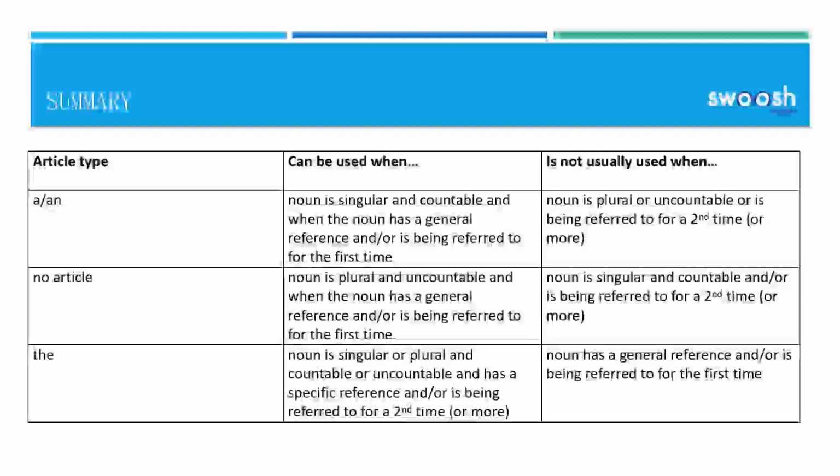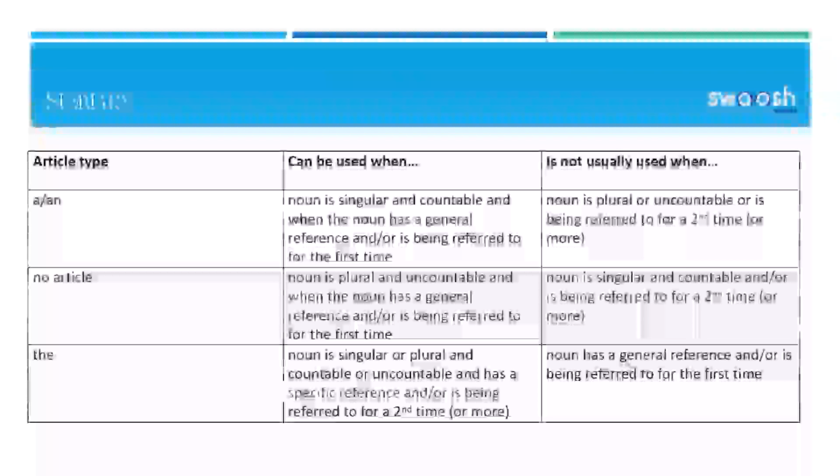So here's a summary. You can see here you've got a table in terms of when a and an can be used. So we can use a and an when a noun is singular and countable, and when the noun has a general reference and or is being referred to for the first time. A and an are not usually used when the noun is plural or uncountable or is being referred to for a second time or more. No article is when the noun is plural and uncountable, and when the noun has a general reference and or is being referred to for the first time.